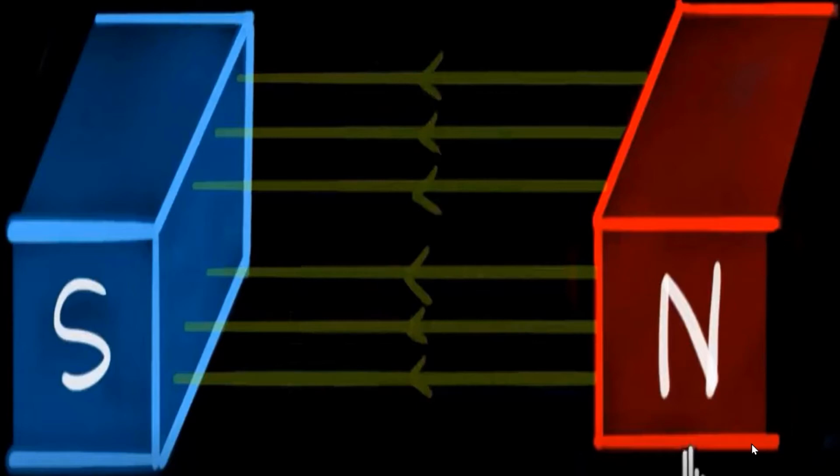We are going to place a conductor near the south pole. We know that when current flows through this conductor, it gets a mechanical force acting on it. In fact, this is not the only position in which the conductor can be placed. We can also place the conductor at other places as well.